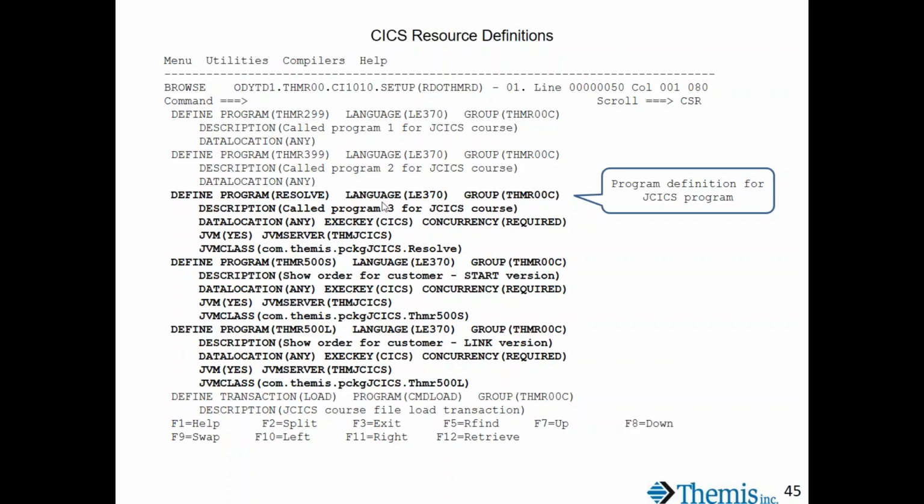So one last little thing, and then we'll be done. Again, I have to define programs. So here's my resolve program. It is 31 bits, so it's CICS. It has to run as a CICS-based application. Administrators say, oh man, that means they can modify CICS stuff.